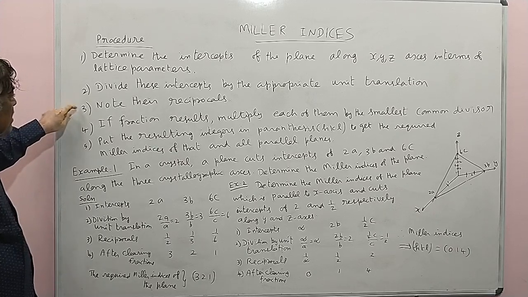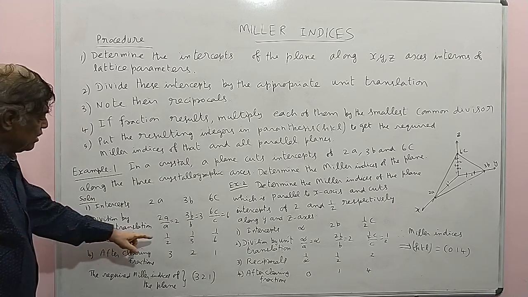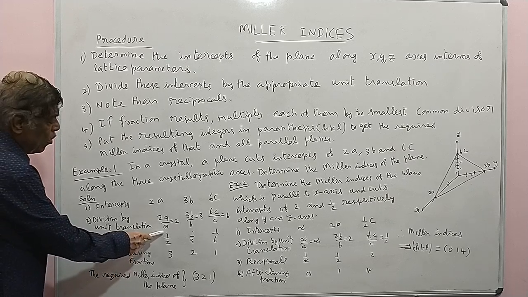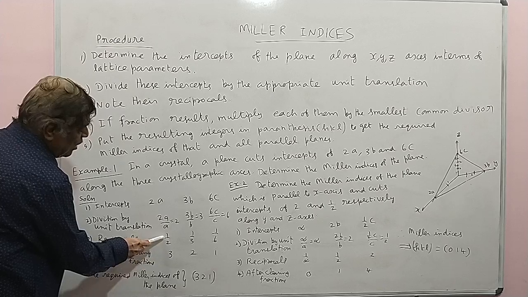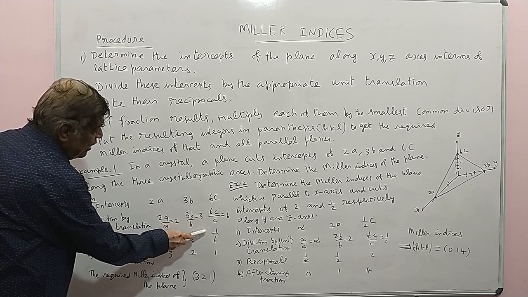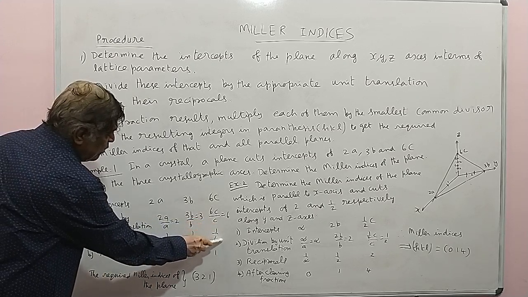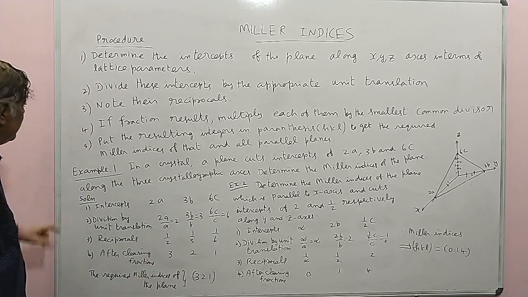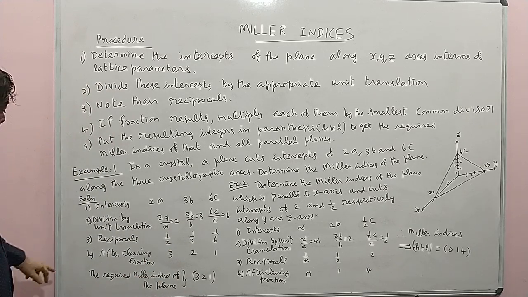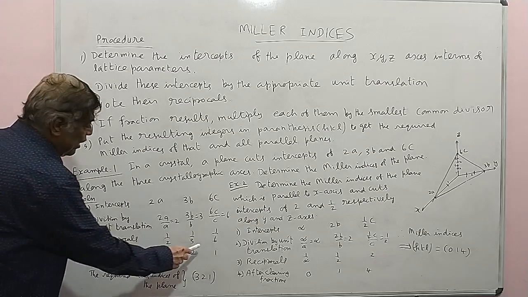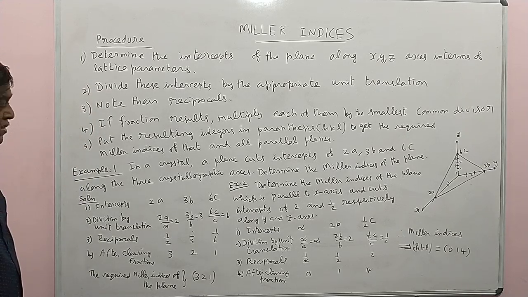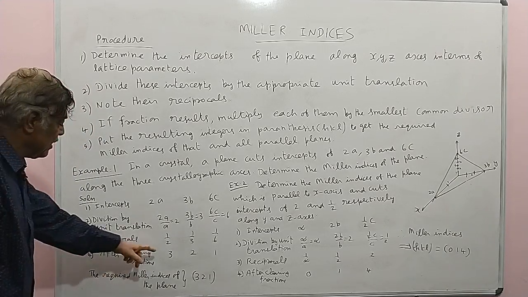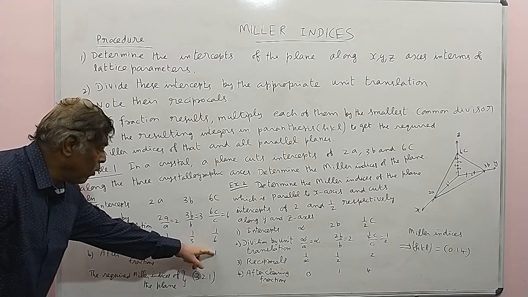Now the third step is to find the reciprocals. The reciprocal of 2 is 1 by 2, of 3 is 1 by 3, and of 6 is 1 by 6. That is your third step. The fourth step is to clear the fractions. If you multiply by 6, which is the smallest common divisor, you will get 3, 2, 1.